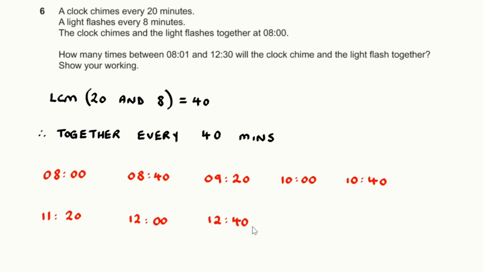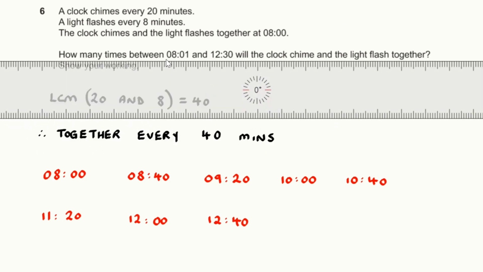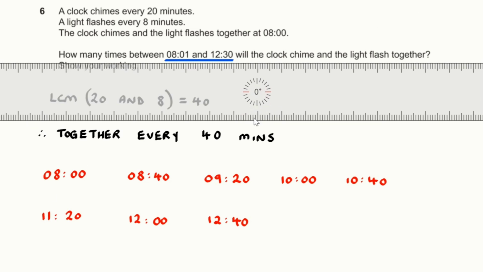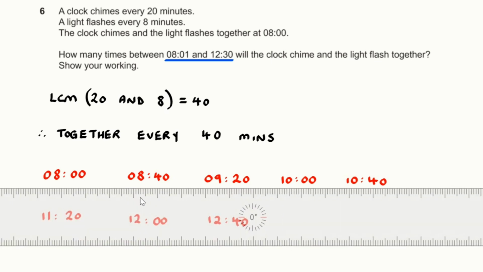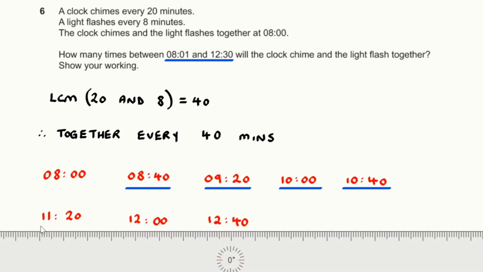and then we've got 12:40. Now what we are looking for is how many times between 8:01 and 12:30 do they chime and flash together. Well, we've got 1, 2, 3, 4, 5, 6. So they chime and flash together 6 times between 8:01 and 12:30.